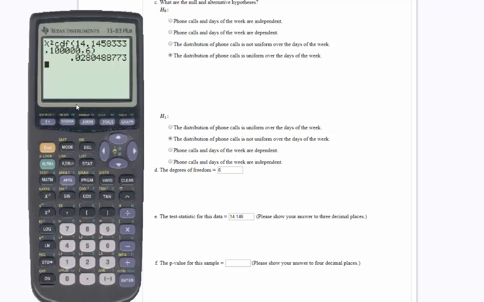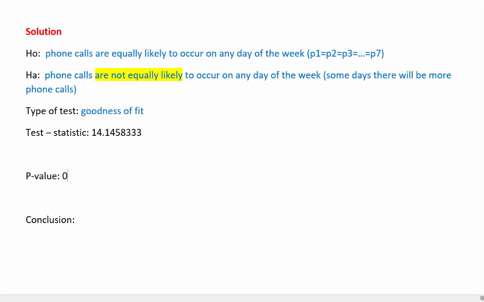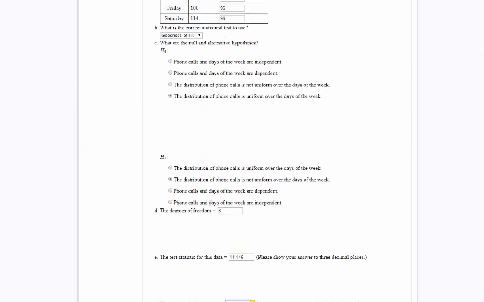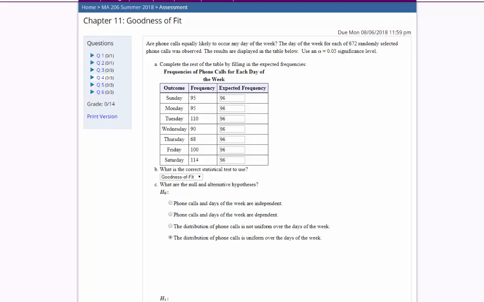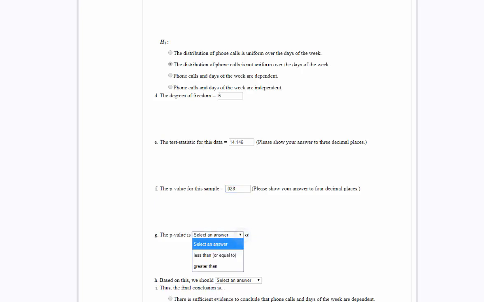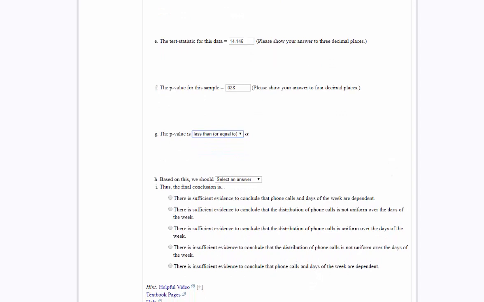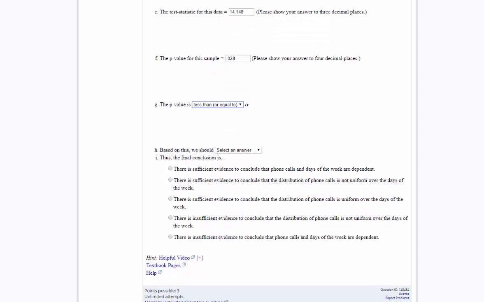0.028. They want 4 decimal places. Okay, that's still 0.028. Okay, let's put it here as well. And let's take a look. What is our alpha? Alpha is 0.05. So 0.028 is less than the alpha level, which means we have significant evidence to reject the null hypothesis, right? So there is sufficient evidence to conclude that the funcals are not uniform, right?